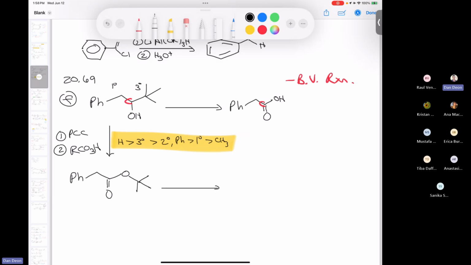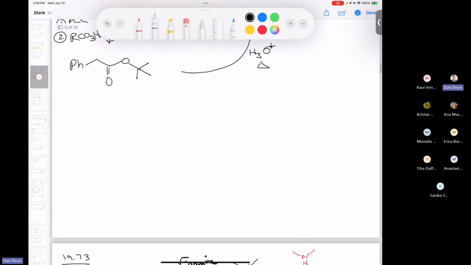I can hydrolyze it in acid. I can hydrolyze it in base. Either one is fine. I'm going to choose to do it in acid. So maybe I'll put my arrow kind of like this. Okay, something like that. So I'm just going to use aqueous acid. And you can put heat there if you want to. You don't have to, but that's going to hydrolyze it to the carboxylic acid. Okay, let's try one more.